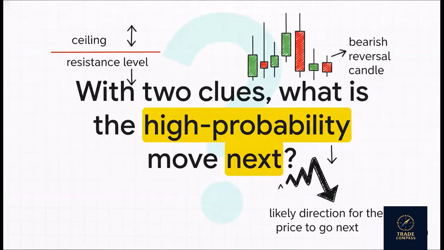So, the scene is set. The evidence is on the table. You've got your 2 big clues. Clue number 1, the price slammed into a known ceiling. Clue number 2, a bearish candle pattern just showed up. So what's the most likely thing to happen next? What's the high probability move here? Think about it for a second.